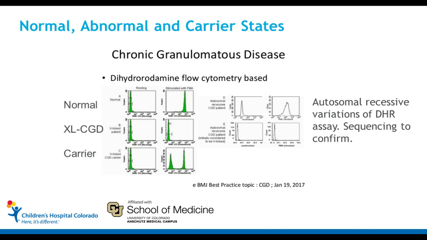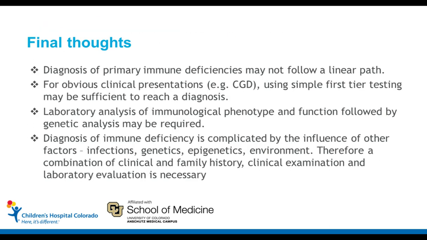When you look at the data, they look like a classic X-linked CGD. So again, it emphasizes that while the protein and functional studies are important, genetic sequencing is always important to confirm the diagnosis of primary immunodeficiency.